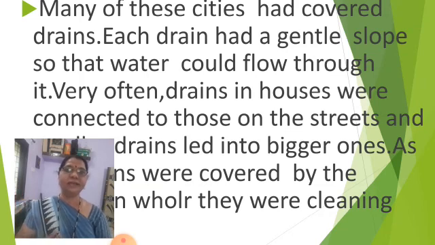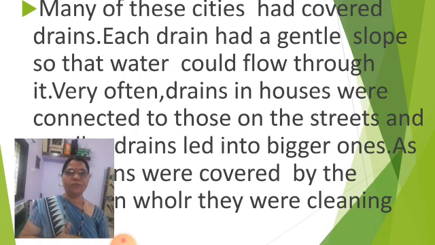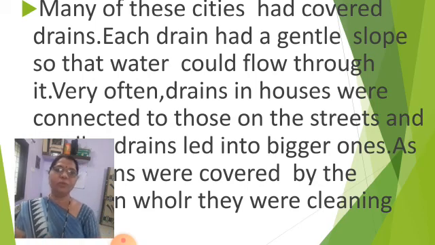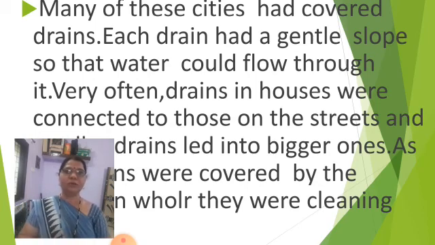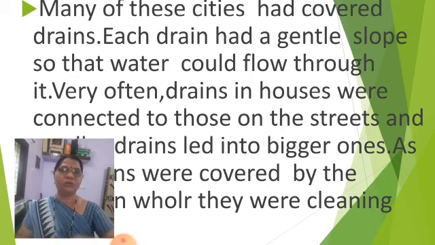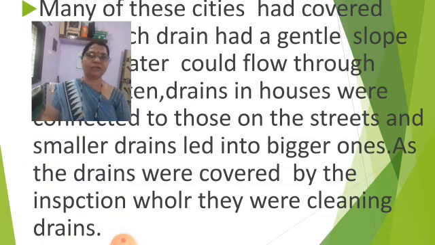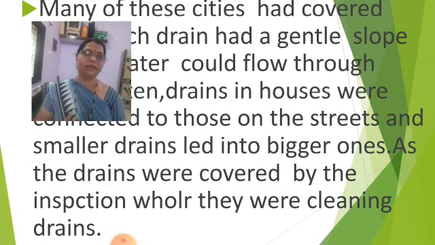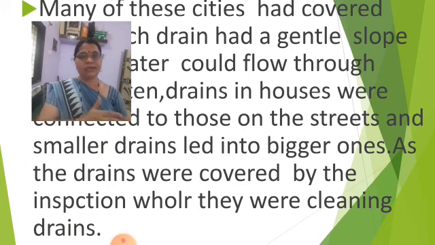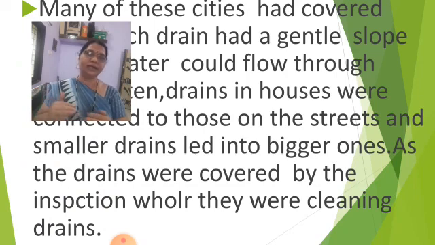Each drain had a gentle slope. Why a gentle slope? Because the water flows properly, so that water could flow through it. Very often drains in houses were connected to those on the street and to smaller drains. Outside the house there were large drains, and from inside the houses the small drains were connected to the bigger one, so they could keep their areas clean.